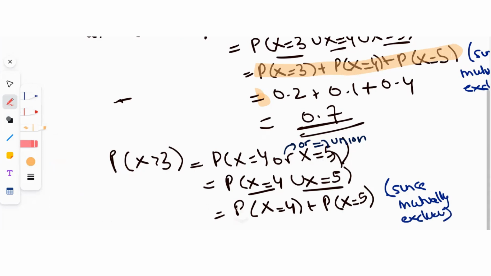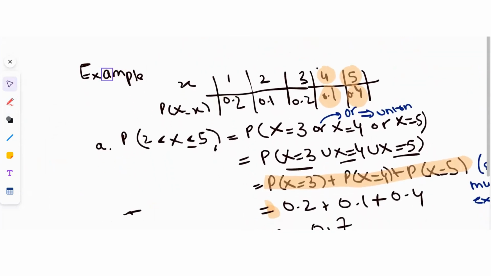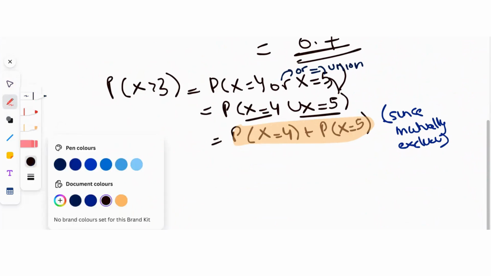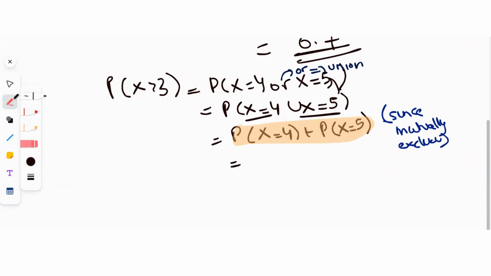So that's why we eventually just summed it up: the probability x is 4 plus the probability x is 5. But you try to understand logically why we're doing that. So this is just equal to 0.1 plus 0.4, which is 0.5.